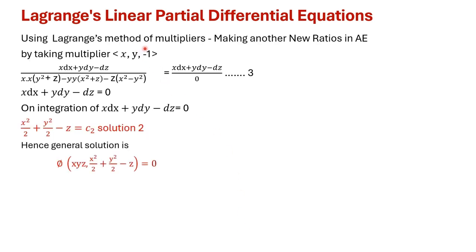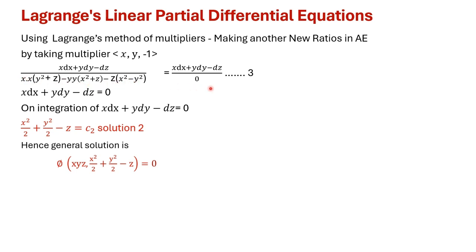Now we have to get a second solution, so we'll have to make another new fraction because none of the pairs is integrable. So here, to make a new fraction, we'll use the multipliers x, y and minus 1. Multiplying this with the auxiliary equation, we get x dx plus y dy minus dz. Here minus 1 is there, so minus 1 into dz is minus dz. And similarly the denominator will also be multiplied, and we get this.